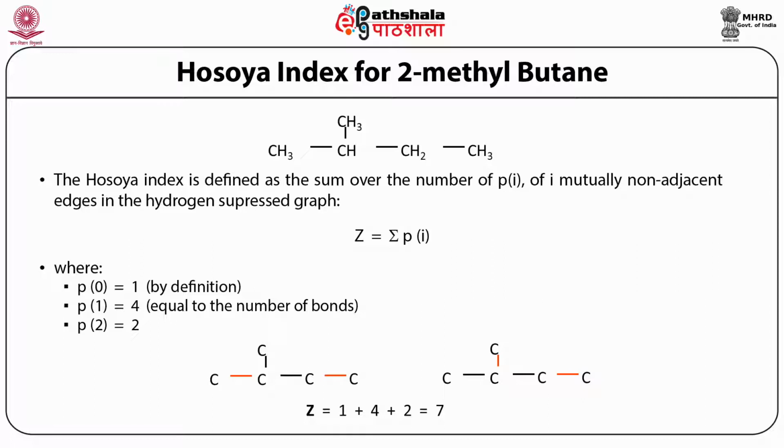So there is a P0, which is 1. Then the P1 component, the first component, is equal to the number of bonds. There are 3, 4, so 4 bonds are shown here. And then there is a number 2, which is depicted in the bottom line, showing how to collect the 2. Now, the Z value is the summation of mutually non-adjacent edges, given by 7. These indices might be very useful for unique classification of many molecules available in large databases. Very easy to calculate.